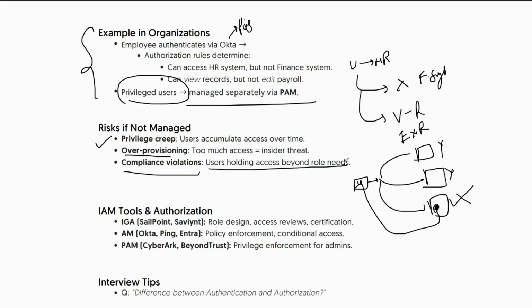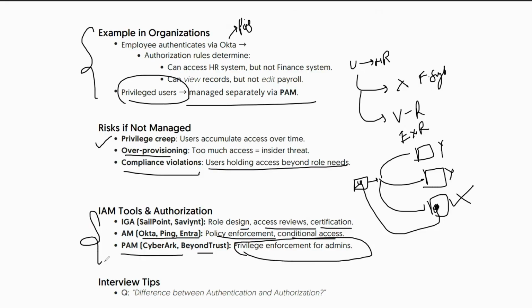Okay. And some of the IAM tools in authorization: you have SailPoint and Saviynt, which have role design, access review, certifications. Then in access management, you have Okta, Ping, Entra, policy enforcement, conditional access. In PAM, you have CyberArk, BeyondTrust. They do the privilege enforcement for admins. Again, these are some of the complex stuff, but the theme today is just to ensure that we are learning authorization in an overall scenario.